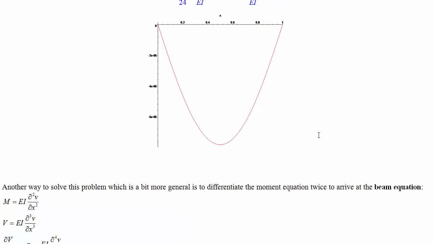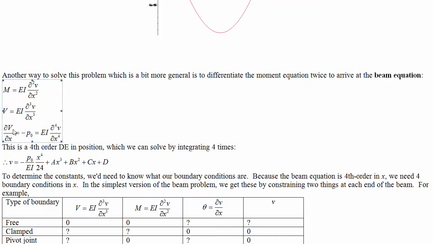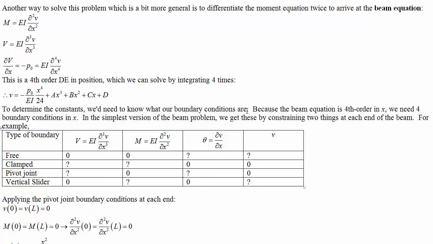Okay, a little bit more general than this approach is to differentiate the moment equation twice and arrive at what's called the beam equation. So if we take our moment equation here, we differentiate it once to get the shear, and differentiate that again. The derivative of the shear is just equal to any kind of distributed load that we have on the beam. And we know that that's now equal to EI, the fourth derivative of the transverse displacement with respect to x. This fourth order differential equation in position we can solve by integrating 4 times to come up with these 4 constants. Now to determine the constants, we just need to know what our boundary conditions are.